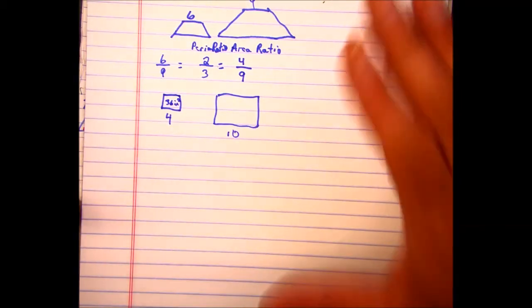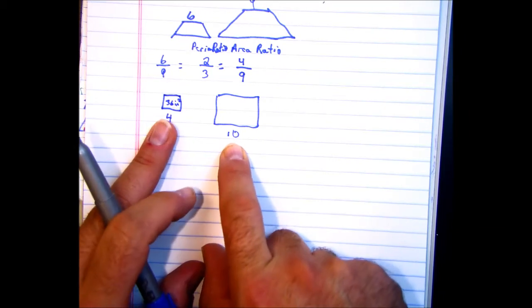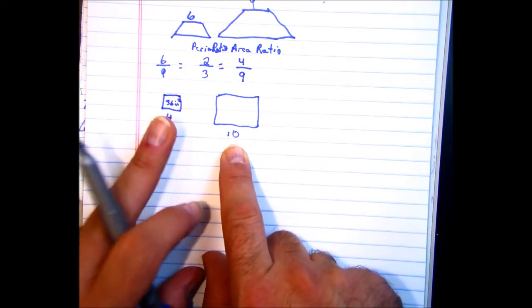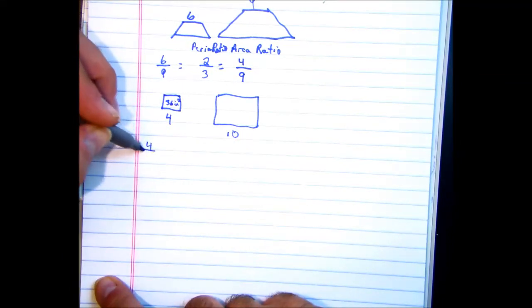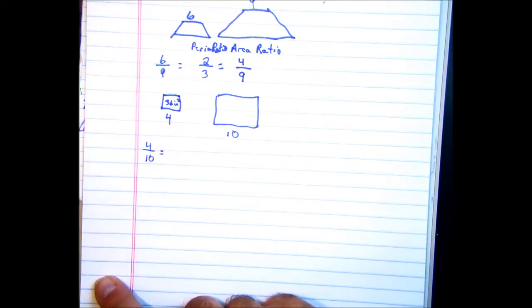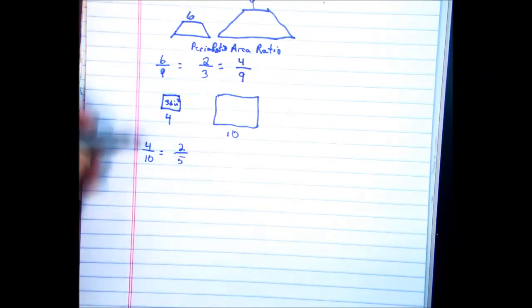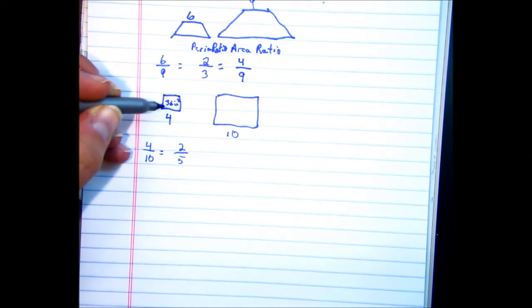Okay, here's the catch, guys. Here you have a perimeter ratio, or a similarity ratio. This would be a comparison of two sides, okay? And we know it would be 4 over 10. We would have to reduce it. It's 2/5. All right. Will this perimeter ratio help me with an area problem?